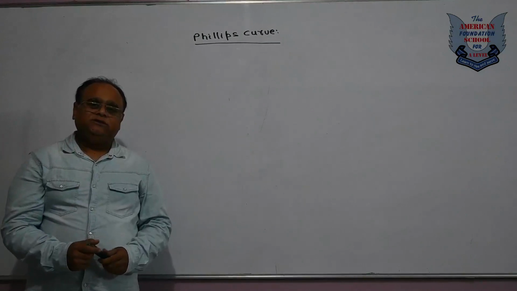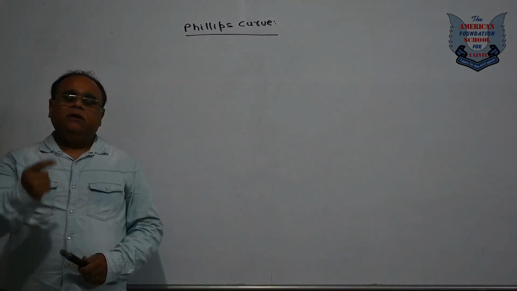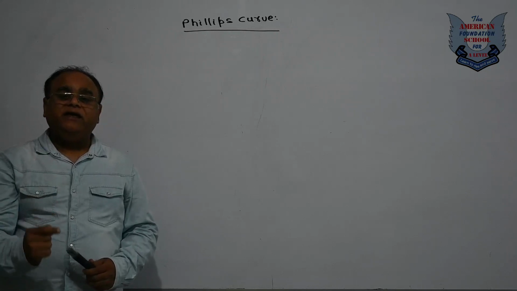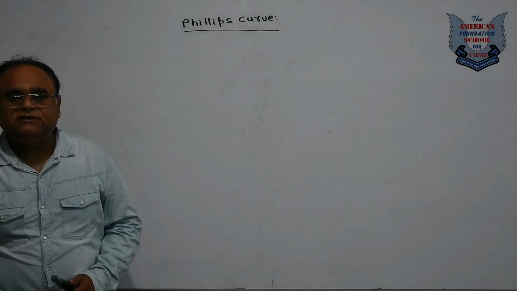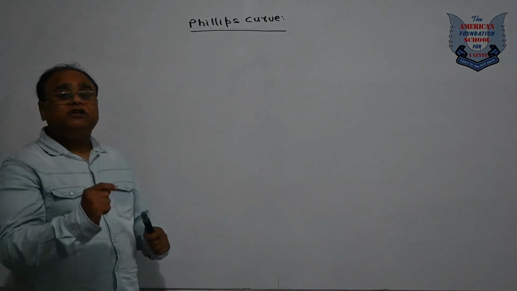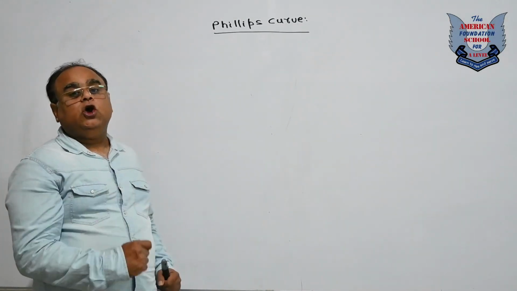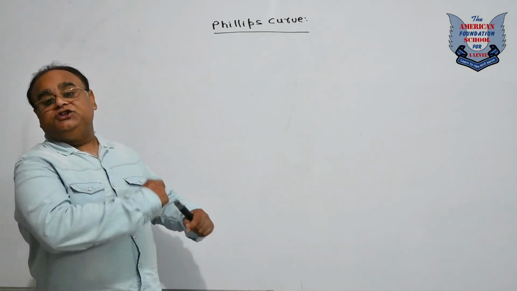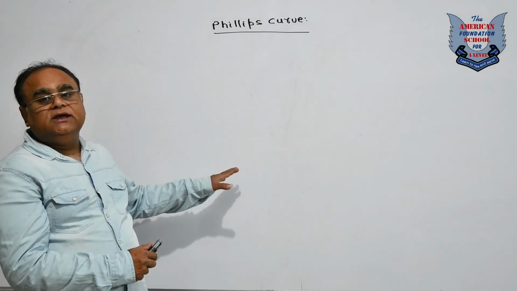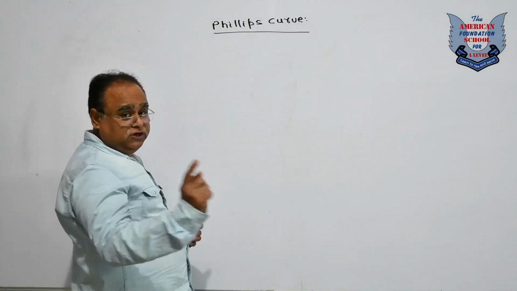So Paul Samuelson and Robert Solow, with the same Phillips curve, introduced an adapted Phillips curve by taking inflation rate on the y-axis and unemployment rate on the x-axis. Right? So the original Phillips curve was drawn between wage inflation rate and unemployment rate, but Robert Solow and Paul Samuelson changed it a little bit and put inflation rate on the y-axis and unemployment rate on the x-axis. Why they did so, I'm going to explain that. First, I'm going to draw it.